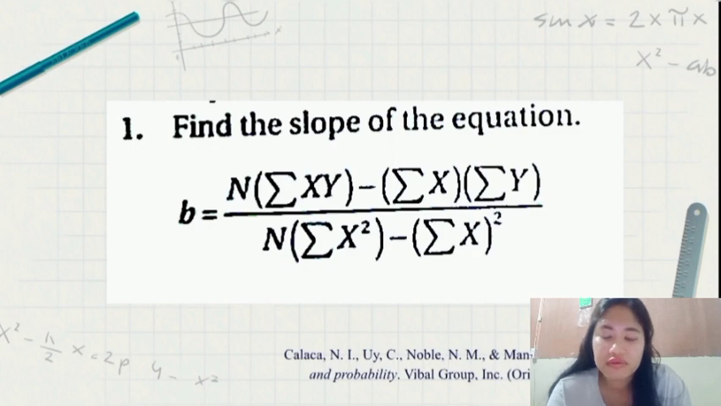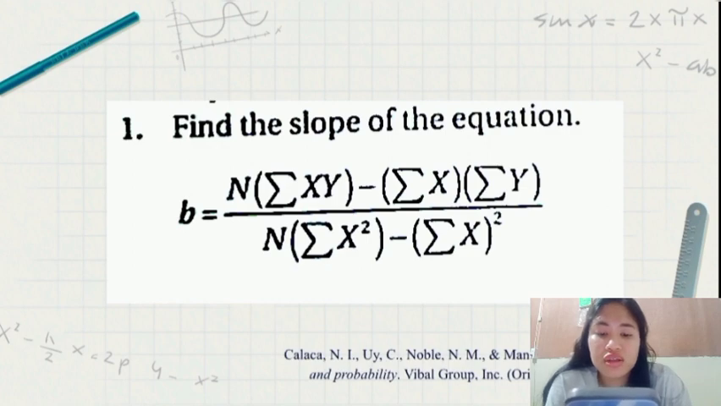This is the formula for finding the slope of the equation. b equals n multiplied by the summation of xy minus the summation of x multiplied by the summation of y, over n multiplied by the summation of x squared minus the summation of x, squared.